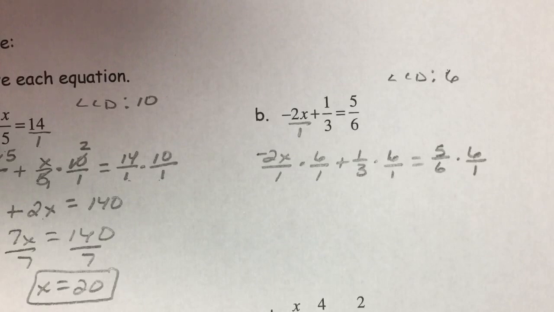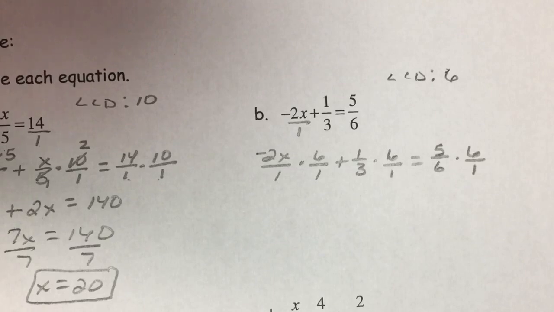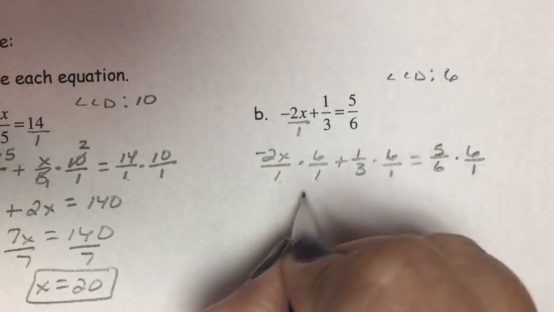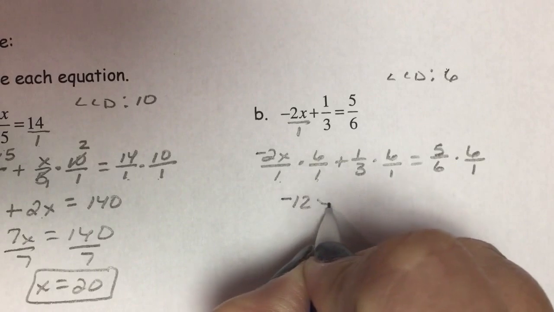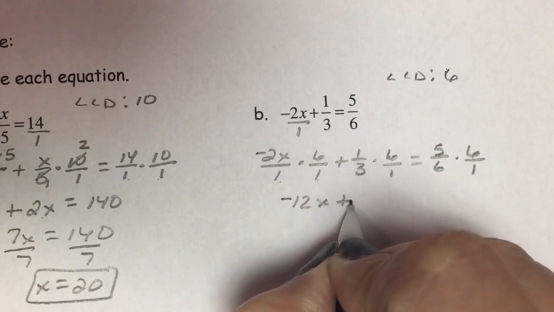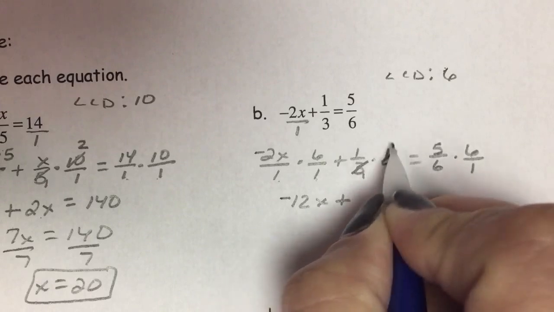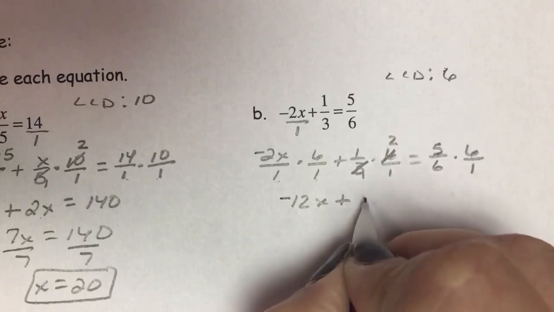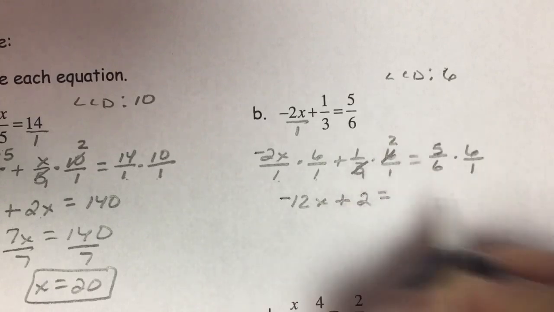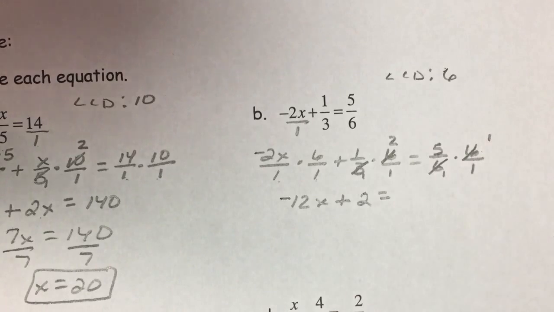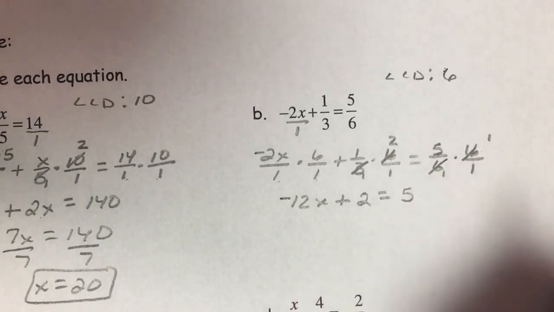And when I actually do the multiplication, all of the fractions are going to disappear. So you can see this first term, there's nothing to cancel. There's already 1's in the denominator, so I'm going to get negative 12x plus, over here, the 3 cancels into the 6 twice. So I'm going to get plus 2 is equal to, if I go to the right-hand side, the 6's cancel, and I'm left with just 5.